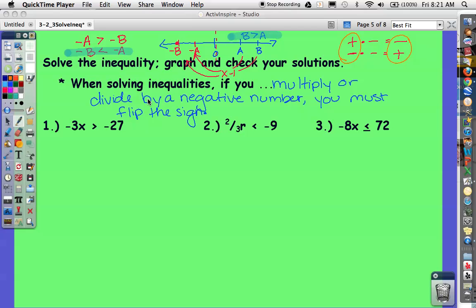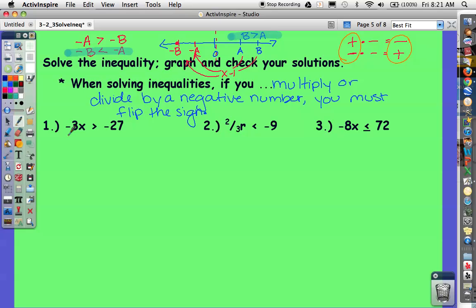Okay, here's your second video to the 3-2-3-3 notes on solving inequalities. So we just discussed why this rule exists, why you must flip the sign if you multiply or divide by a negative. Let's do some problems. Now I know these are simple, guys, but please watch the details. You don't want to lose your negative sign, okay?